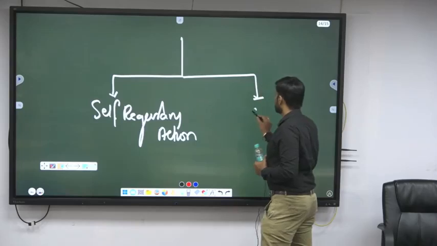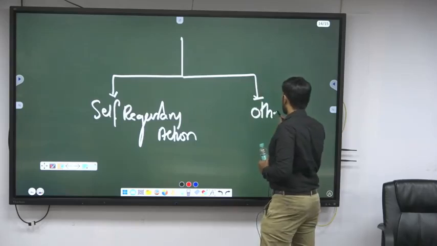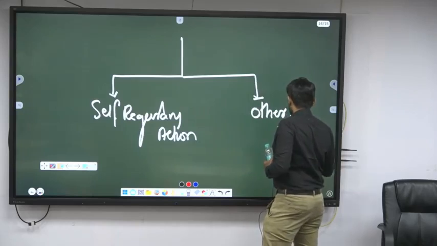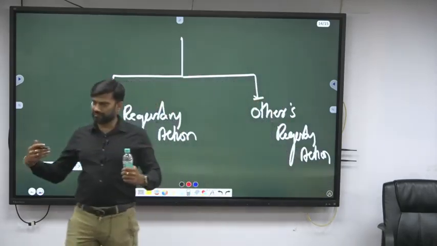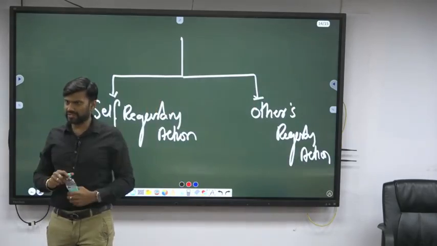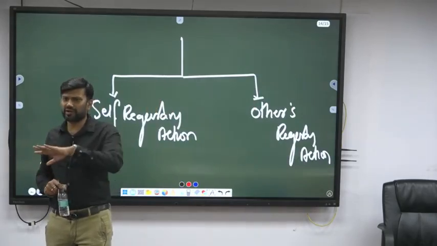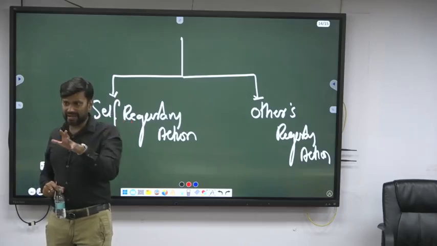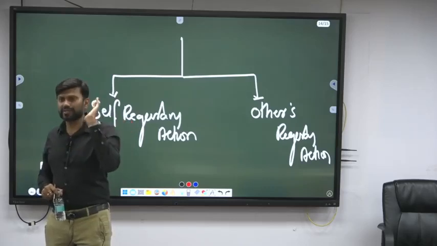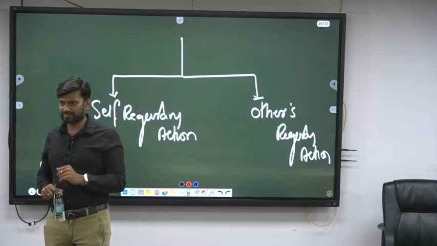The other is others regarding action. So what do you mean by self-regarding action? When you have certain freedom, when you act accordingly, it is only concerning you, it is not having impact on anybody else. In that area, in that sphere, you have complete freedom, you can do whatever you want.